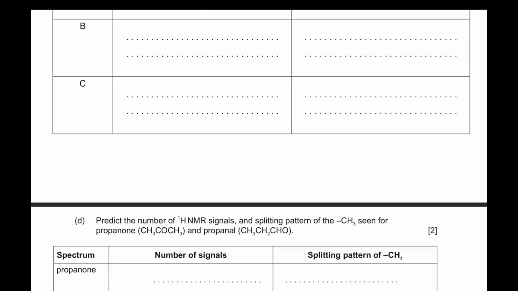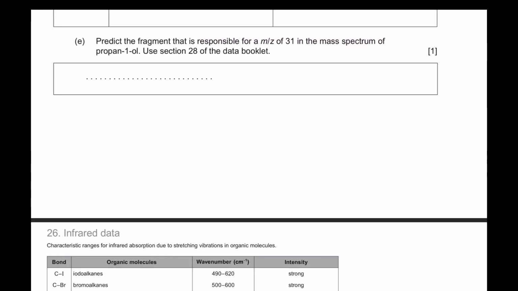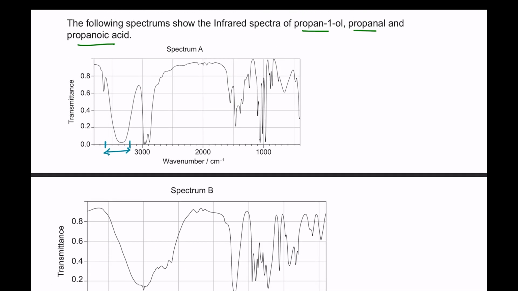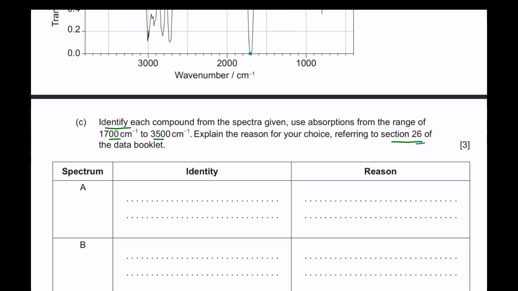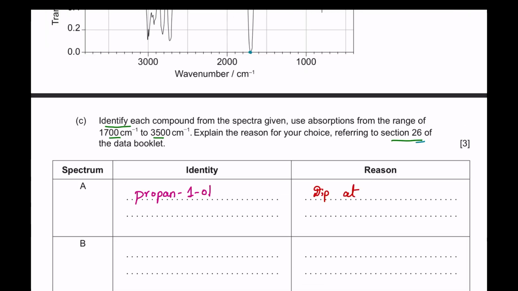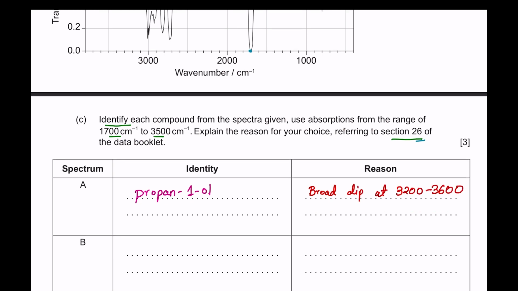And if you check for the aldehyde part, we won't find any dip. You would see there should be a dip between 1700 and 1750 for a C double bond O, but there is not really a big dip anywhere between 1700 and 1750. So obviously the first one is propan-1-ol. Identity is propan-1-ol. Reasoning is a dip at, what was the range again, 3200 to 3600. Or I can write it this way too: broad dip at 3200 to 3600. That's the reasoning for part A.